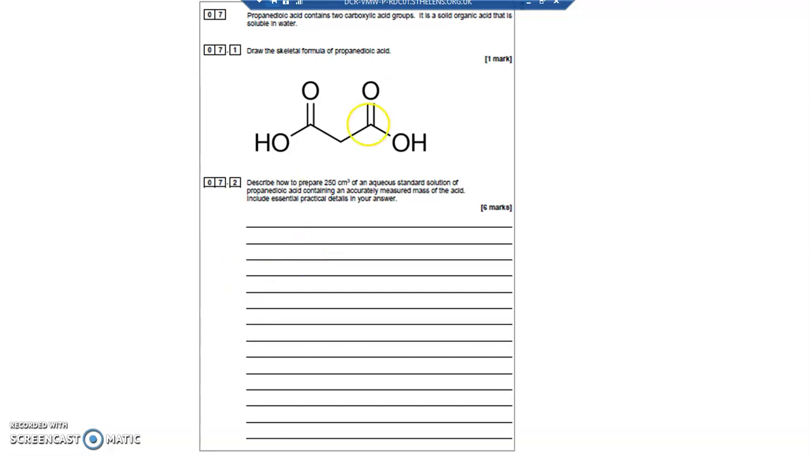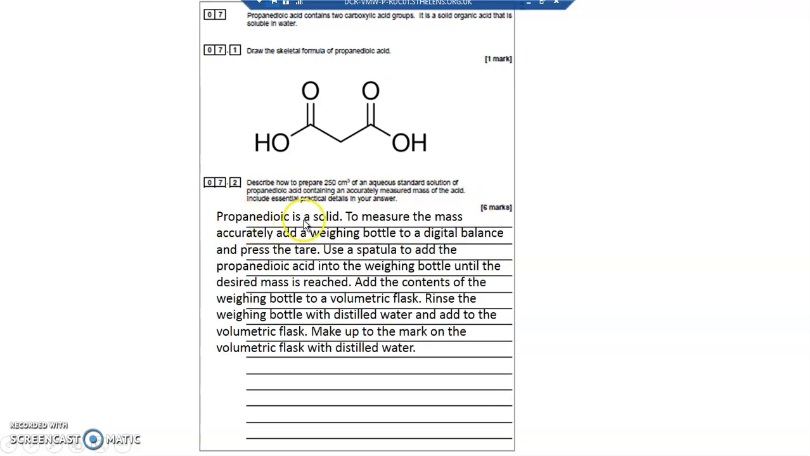Propane dioic acid. Describe how you prepare 250 centimeters cubed of aqueous standard solution of propane dioic acid from an accurately measured mass of acid. It doesn't tell you what the mass of acid is that you've got to use, but you've got to know what is needed. Include essential practical details in your answer for 6 marks. Okay, so first of all, it's a solid. So to measure the mass accurately, you're going to need a weighing bottle.